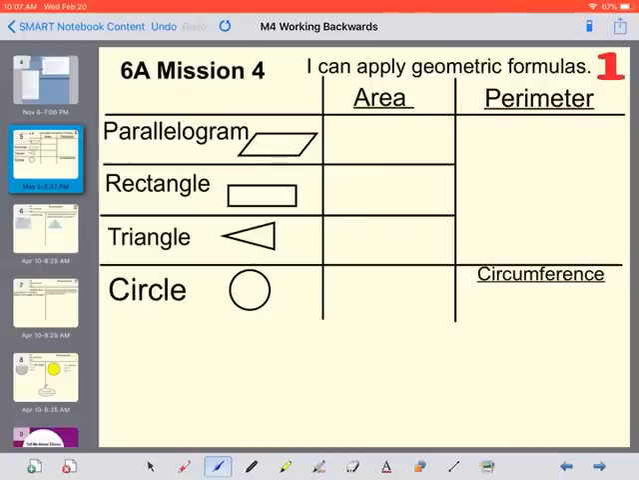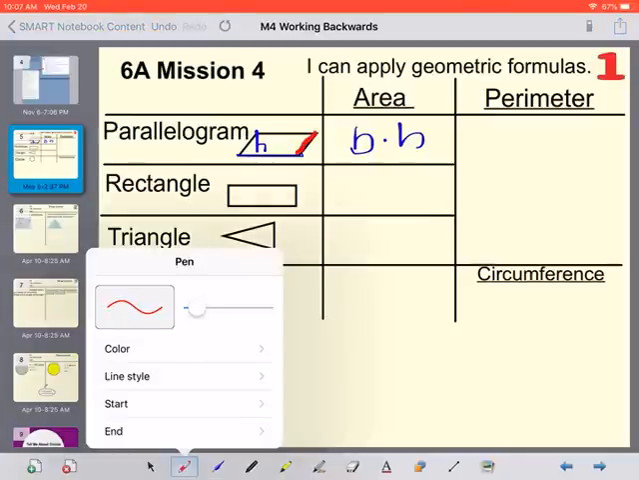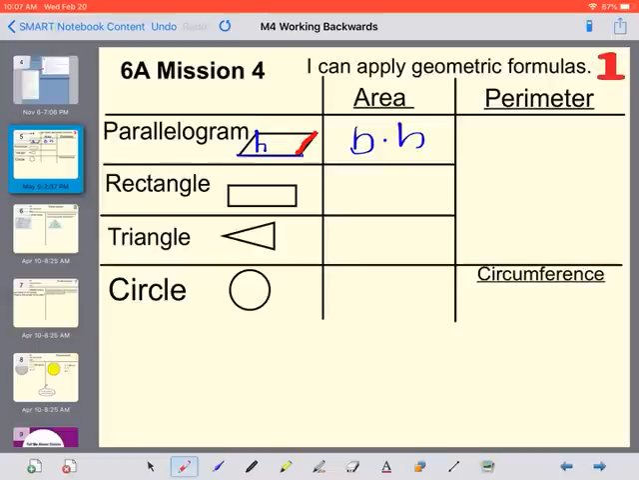A parallelogram, we have our area, it's really the same as a rectangle, it's just base times height. Remember, our base is here and our height is straight up and down at a 90 degree angle. These sides are not your height. Those would be part of the sides that you use to find the perimeter. Rectangle is the same, base multiplied by your height.